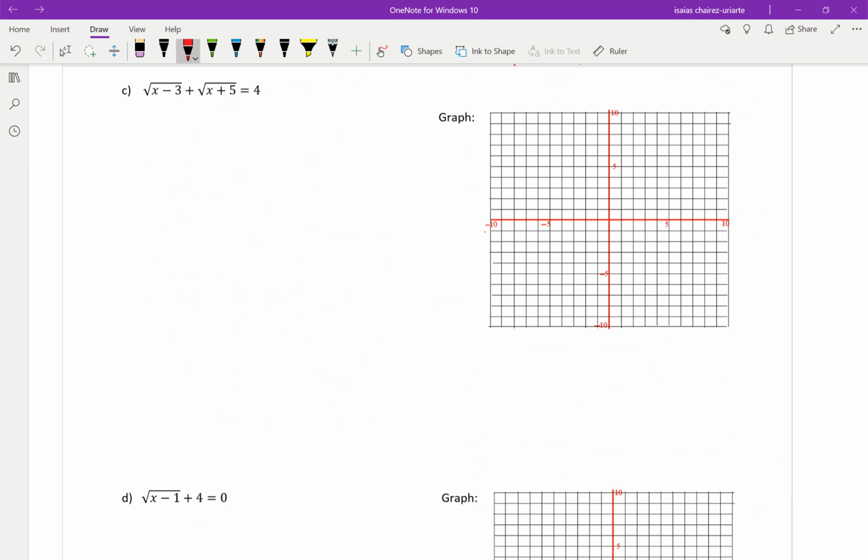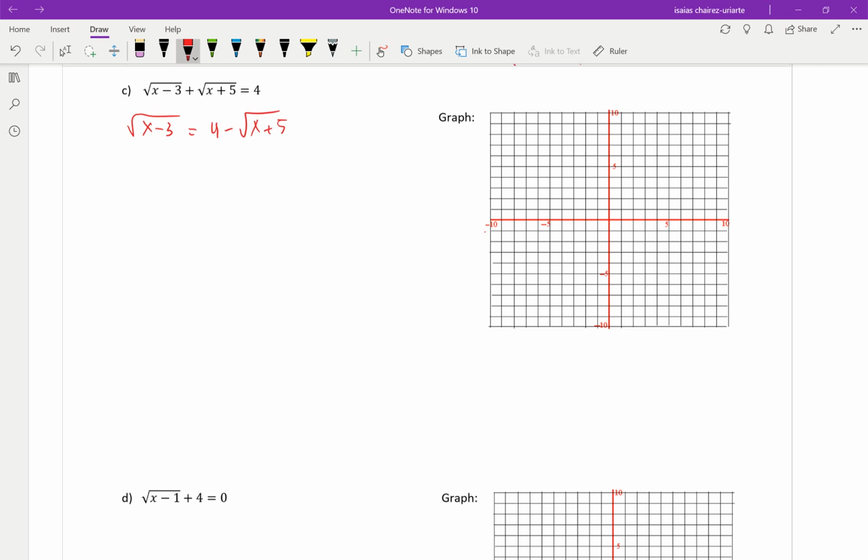Let's just compare. So this one right here, part C, it's one of those tricky ones that has a double radical. I'm still going to use the steps that were given to us. I'm going to isolate one of the radicals, so I'm going to leave one of the radicals all by itself. Doesn't matter which one. I'm going to do this. So the square root of x minus 3 is equal to 4 minus the square root of x plus 5.